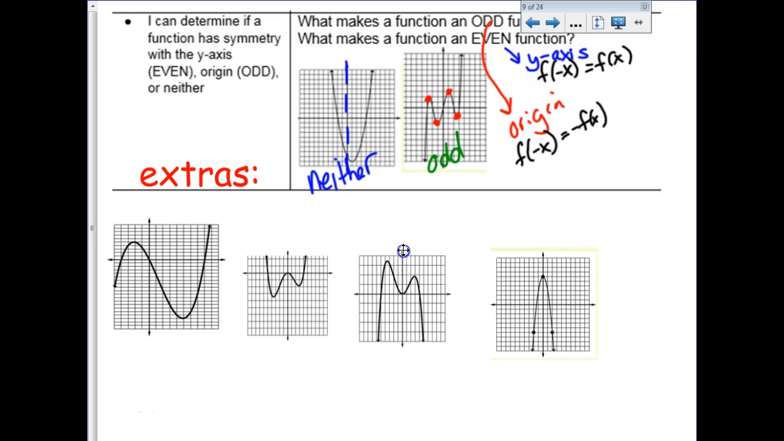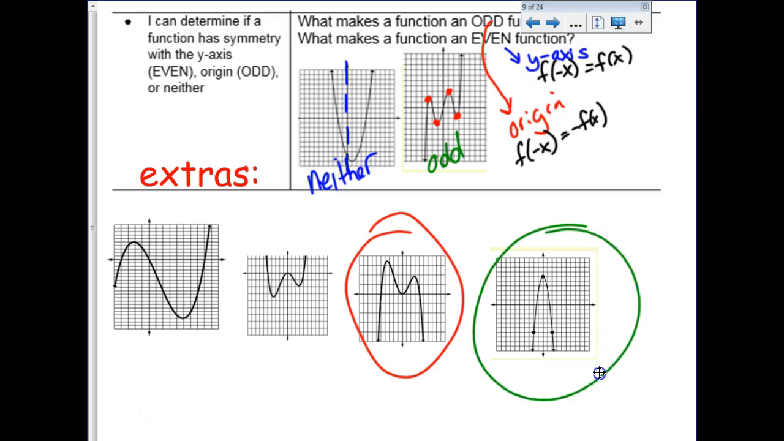It's not on your paper anywhere. Anyone have any thoughts about whether this is even, odd, or neither? It's neither. A lot of kids think it's even because they think about the origin and something happens at the origin, but this peak does not match up with a peak over here, so it is not even, clearly not odd, so that would be a neither. What about this one here? That is definitely even. There you go.